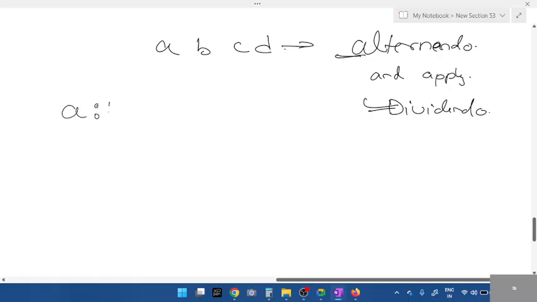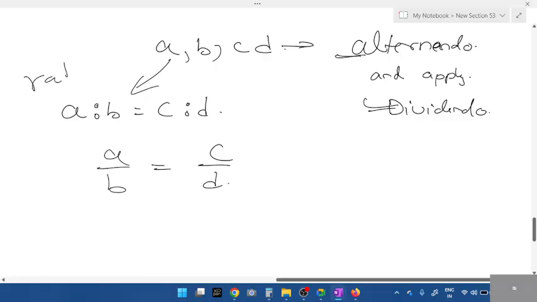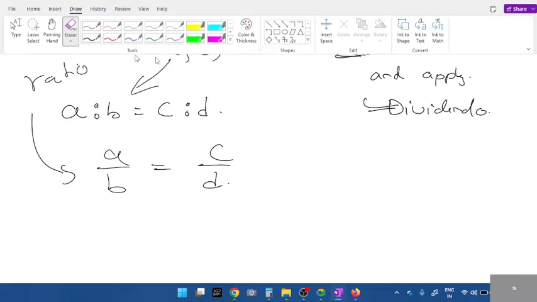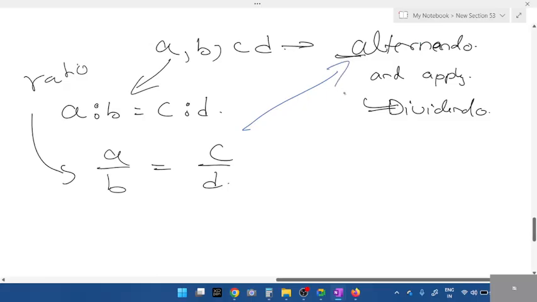How do I write? A is to B is equal to? Or can I write A by B is equal to C by D? The first proportion is converted into ratio, and the ratio is converted into proportion. This proportion, what's the first part? You have to convert it to alternando. What is that? Not reciprocal.